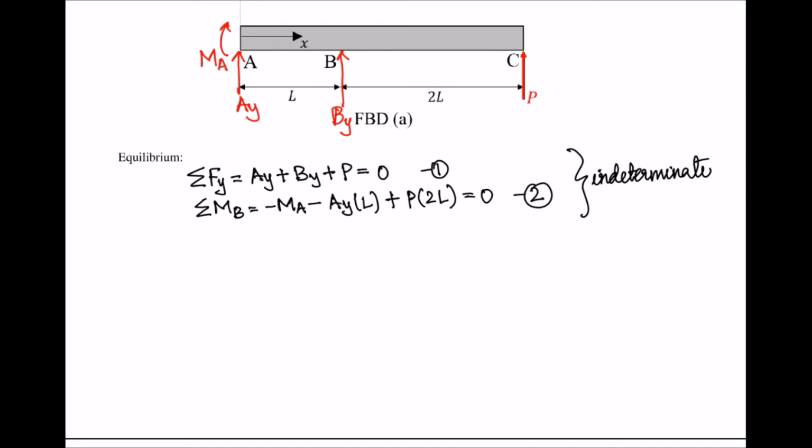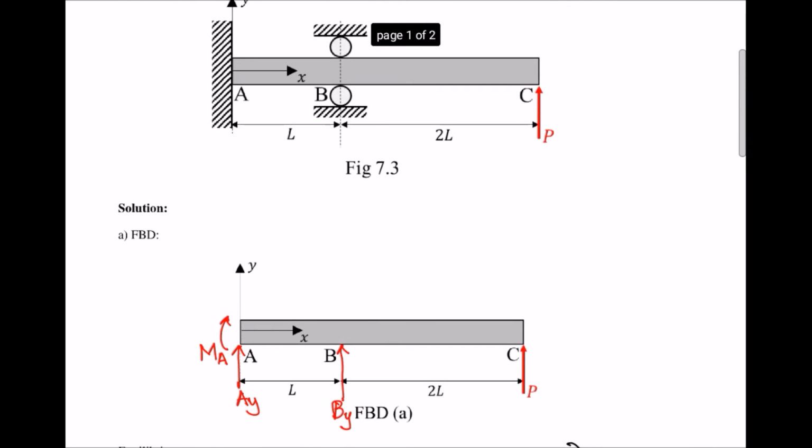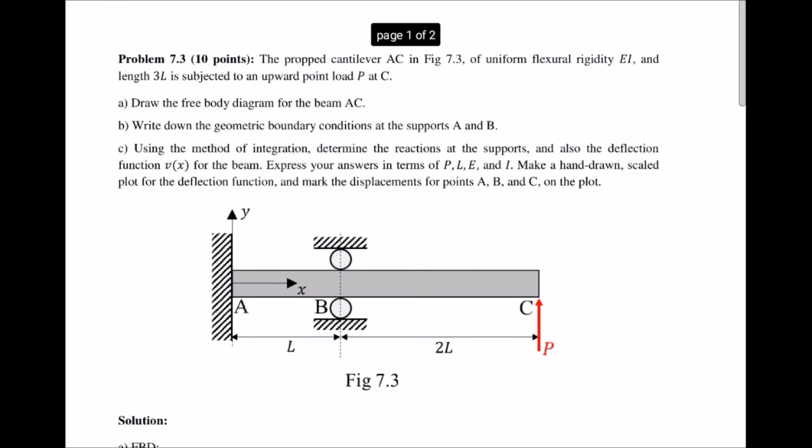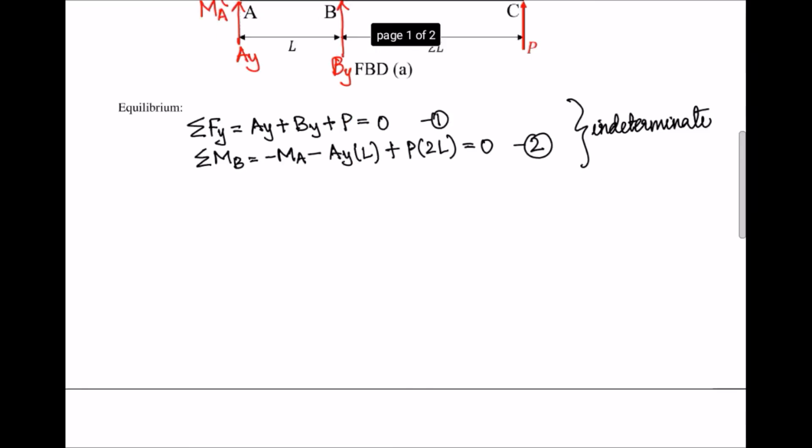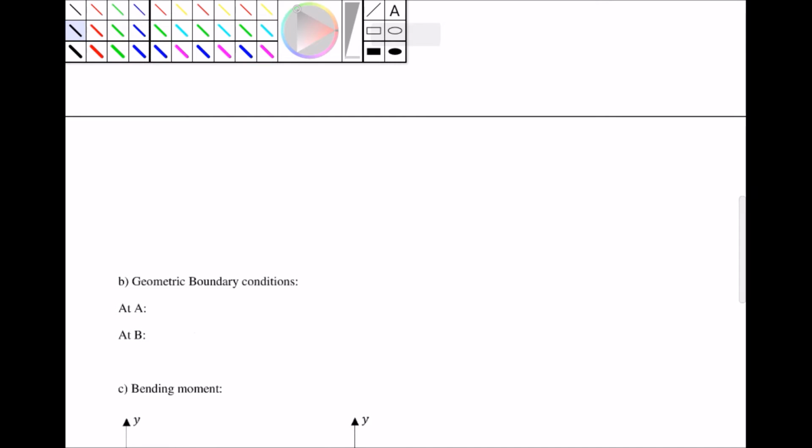In part B of the problem, we are asked for the geometric boundary conditions at supports A and B. We recognize that A is a fixed end at the wall, and therefore both slope and deflection are restricted. At B, which is a roller joint, it's only the deflection that's restricted, but there is no restriction on the slope. So, summing up the geometric boundary conditions, at end A the slope is equal to 0 and the deflection is also equal to 0. At B, we limit the deflection to 0, but remember there is no restriction on the slope.